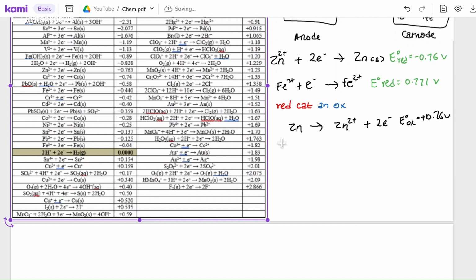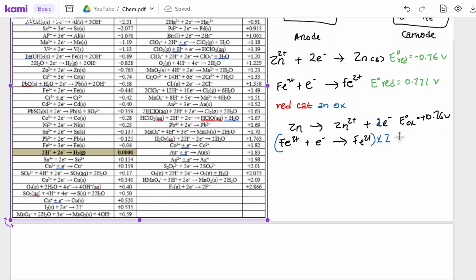Since we're writing a full reaction, Fe3+ plus e-. We can't have a reaction with electrons in it, so we have to get the electrons to cancel. As you can see, this side has 2 electrons while this side has only 1. To fix that, we have to use the same coefficient, so this side has to have 2 electrons as well in order to cancel. What we'll do is multiply the whole equation by 2.